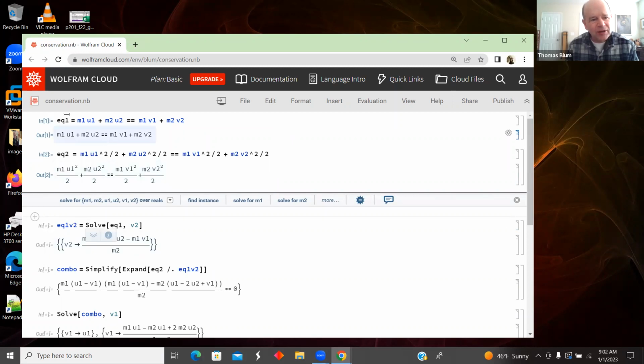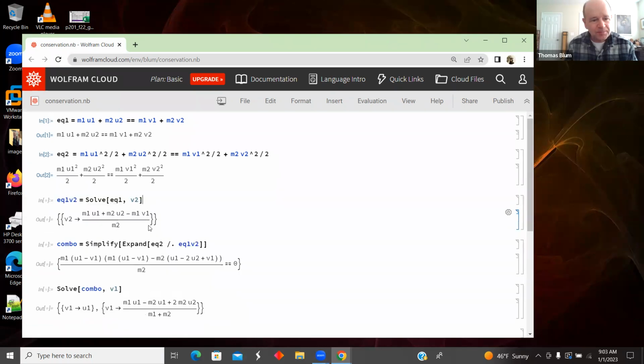So I'm going to solve equation 1 for V2. And then I decided that I also wanted to name the solution. I didn't quite know what to call it, but I called it EQ1V2, the equation 1 solved for V2. I don't know, just making up some notation. But I'm using Solve, I'm solving an equation for a variable in that equation.